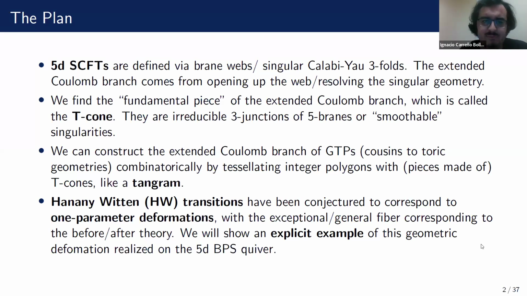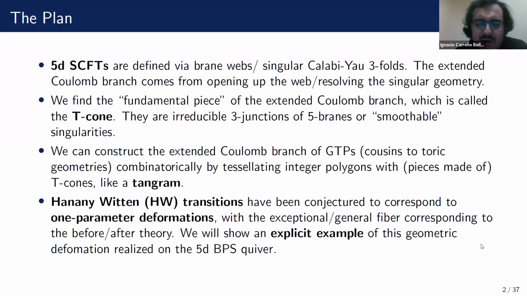Using these T-cone pieces, we can construct the extended Coulomb branch of GTPs, which are theories closely related to toric geometries, by tessellating the integer polygons that define these GTPs with puzzle pieces made from T-cones, kind of like in the tangram puzzle.